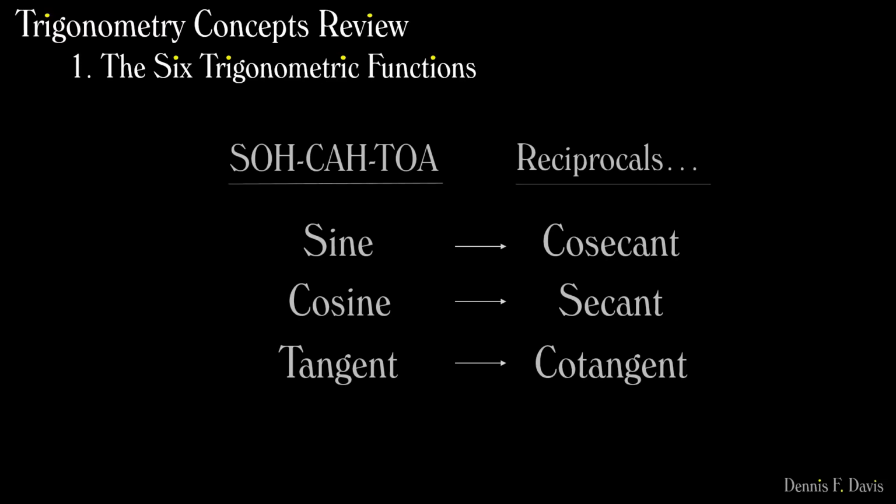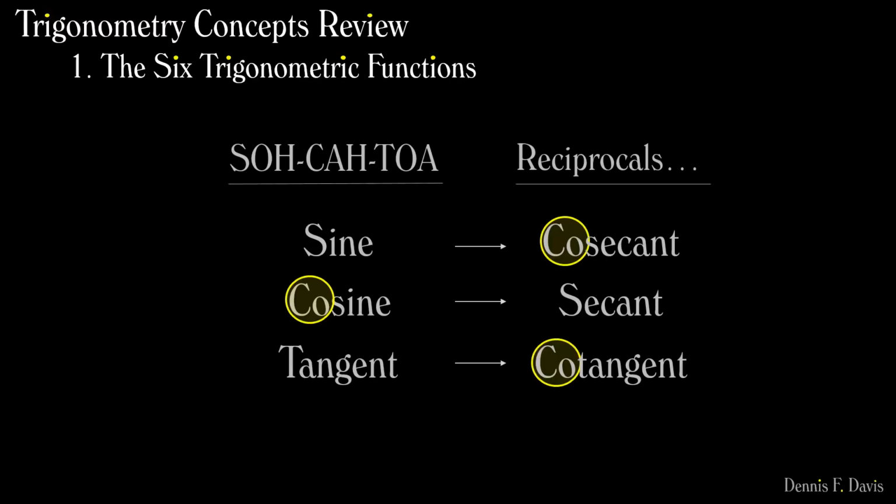Each reciprocal pair includes exactly 1 function whose name starts with co, C-O. We start by pairing up tangent and cotangent because their names are similar. SOHCAHTOA reminds us that tangent is opposite over adjacent, so cotangent is flipped, adjacent over opposite.